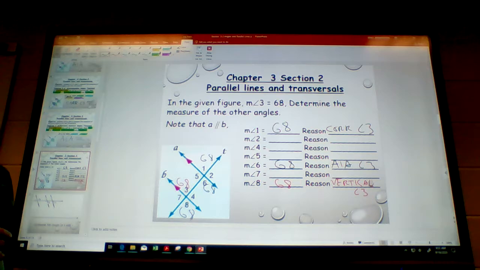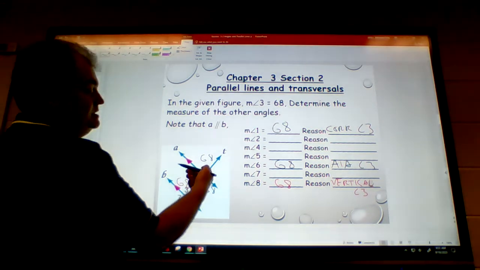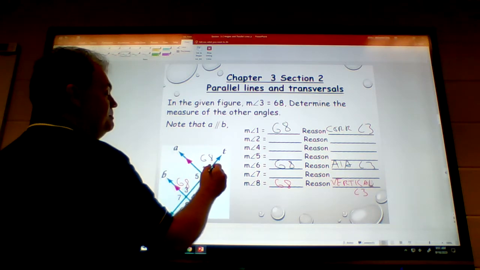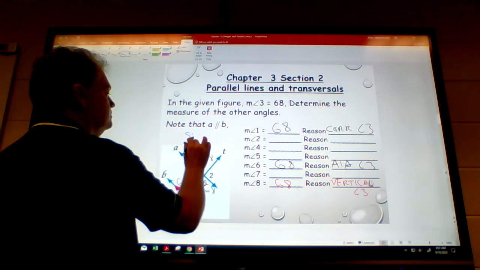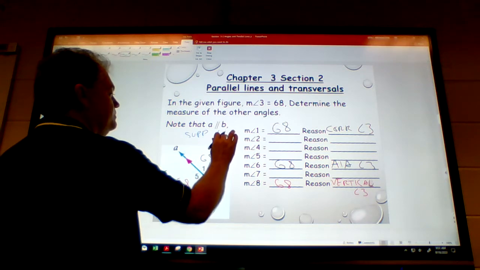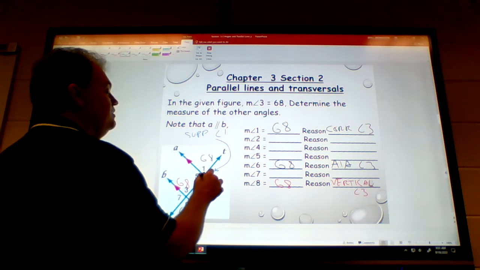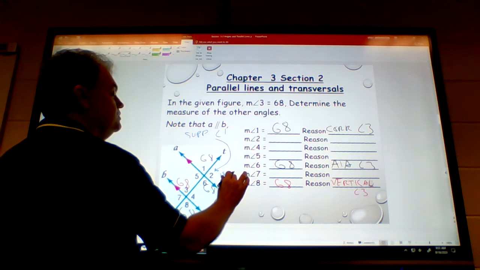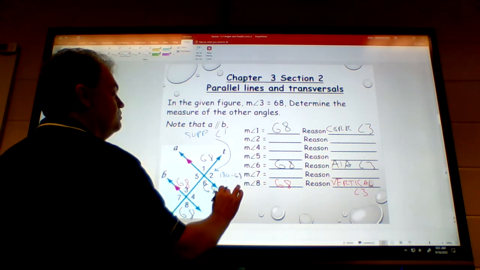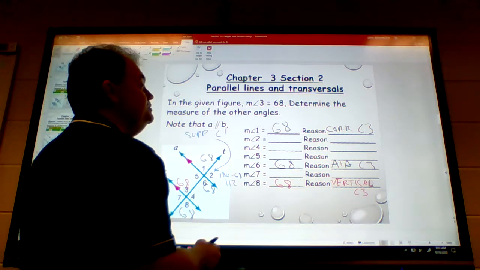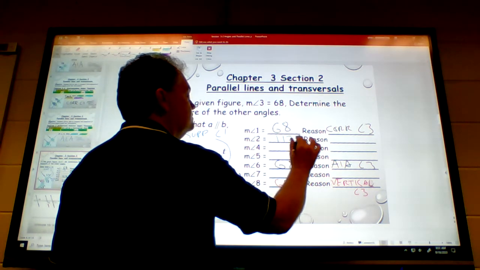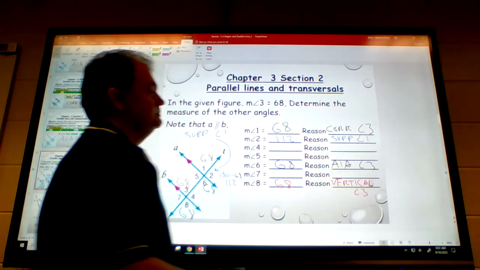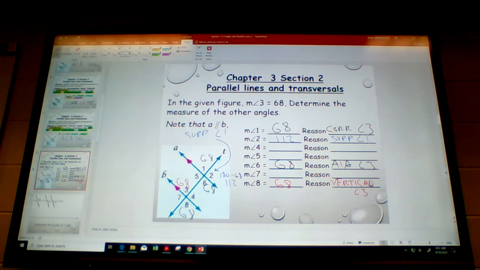And we can pick any missing angle here. Let's go ahead and pick, since I'm right here, angle 2. Here's what I know about angle 2. Angle 2 is supplementary to angle 1. So the supplement of angle 1 is going to be 180 minus 68, which is 112 degrees. So angle 2 has a measure of 112 because it's supplementary to angle 1. And I'm going to leave this up here.